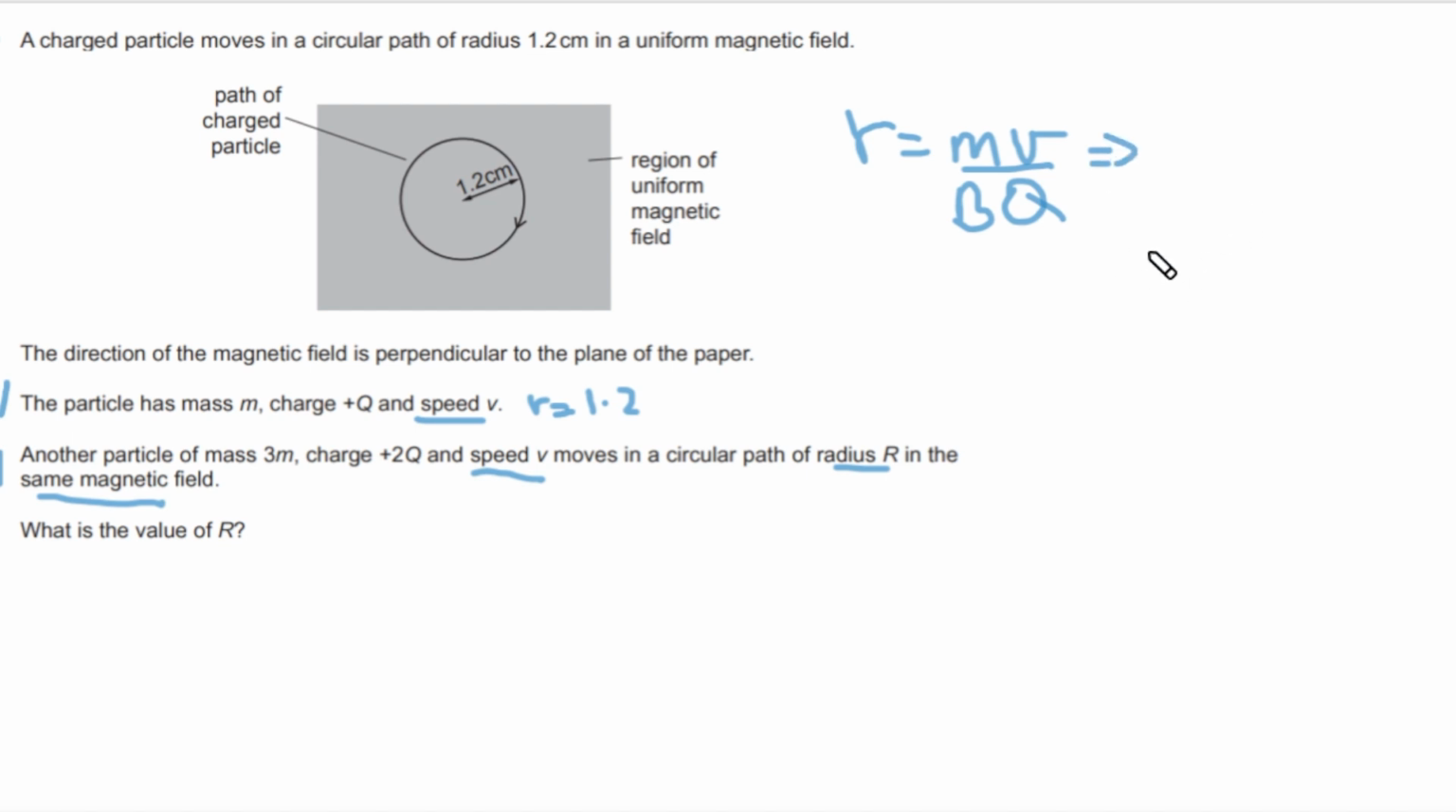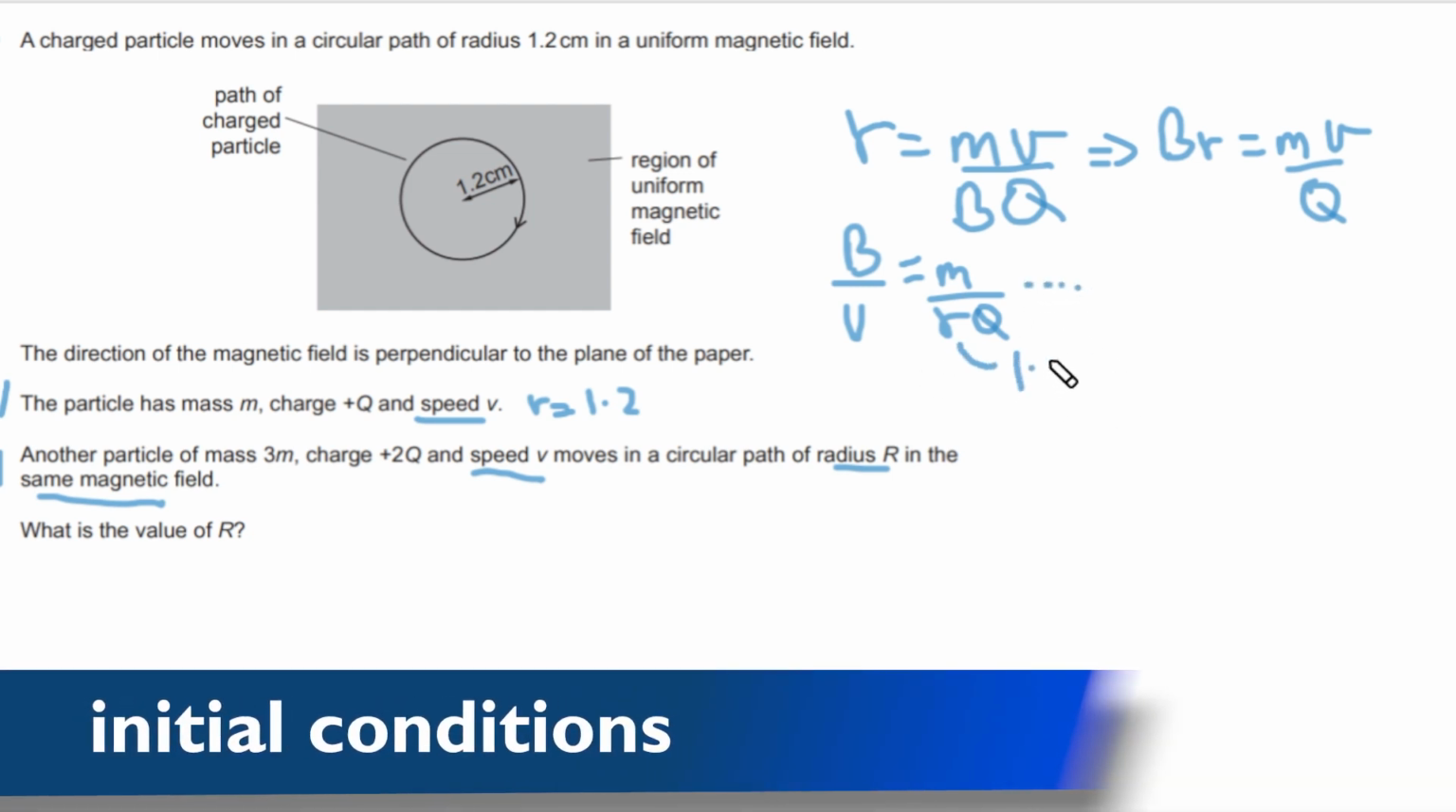So let's just quickly do that then. That would mean that BR equals mv over q. Then we'll bring the v down to the other side so that we get B over v equals m over R times q. Now for our initial conditions, our formula will be this exactly, with R set to 1.2 centimeters.